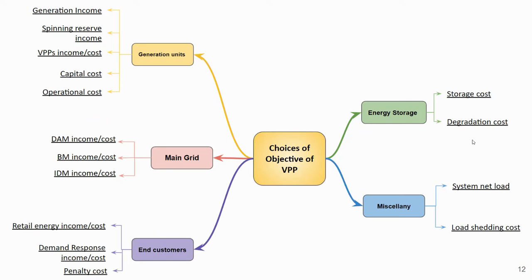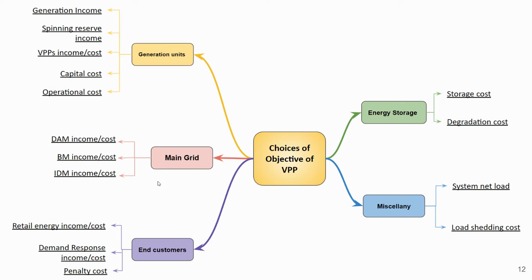So, the objectives of the VPP. Here you can see the main objective of the VPP is to always obtain maximum profit, and this can be achieved through optimizing different things, and these can be categorized based on the section they are in. For example, under generation units, there are generation income or the spinning reserve income, and the VPP's income cost, capital cost, and operational cost. By optimizing these, it is possible for a VPP to obtain the maximum profit.